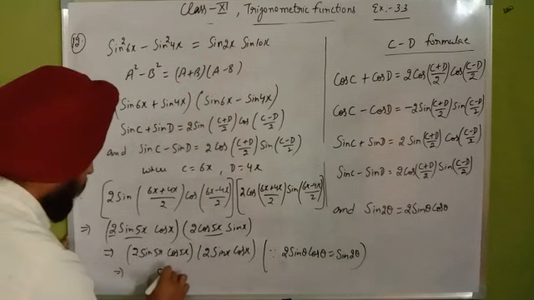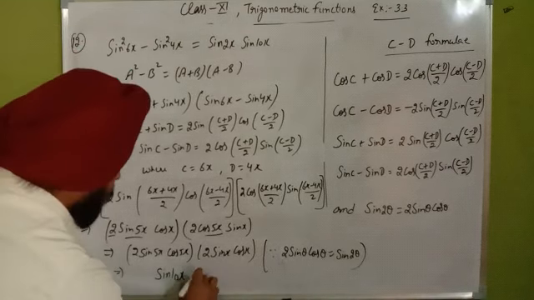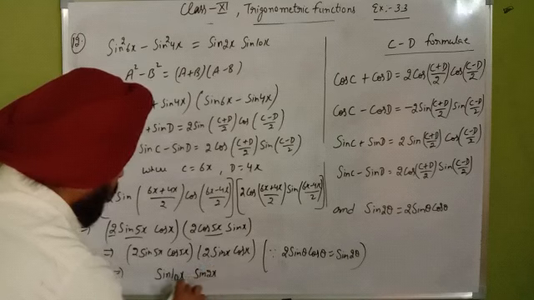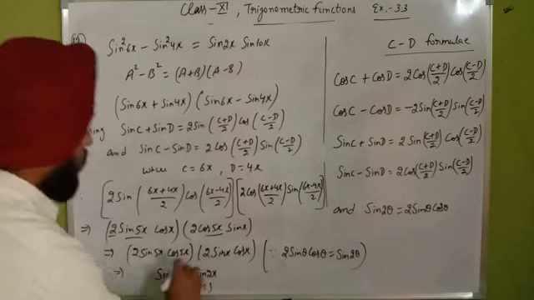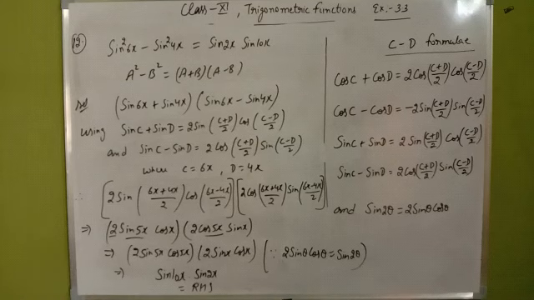That means sine 10x into, yes, there will be double of sine 2x, sine 2x, which is equal to the right hand side, sine 2x into sine 10x. So that's all. Clear? You have to use identities very carefully to solve such kind of questions.